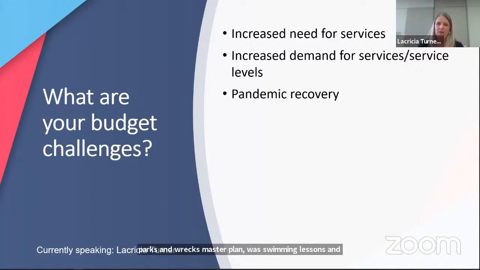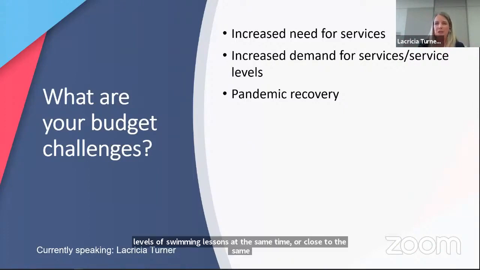There are not enough times for swimming lessons for certain age groups. People find it difficult to juggle, especially with multiple children, wanting times close together, with different levels of swimming lessons at the same time or close to the same time. Our adult lane swims are extremely popular, so it's making sure that we are providing enough of those times.